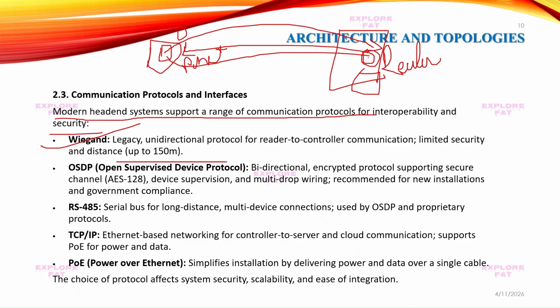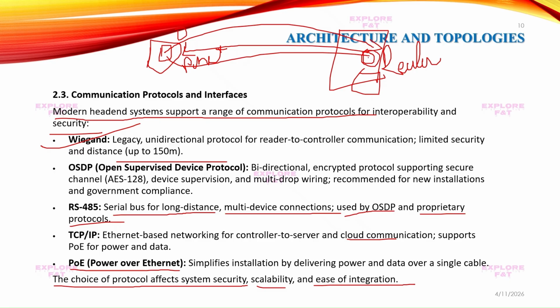Next one is RS485. It's a serial bus for long distance multi-device connection, used by OSDP and proprietary protocols. TCP/IP is Ethernet-based networking for controller to server and cloud communication, and it supports PoE for power and data. PoE, power over Ethernet, simplifies installation by delivering power and data over a single cable. The choice of protocol affects system security, scalability, and ease of integration. So this is just about communication protocol and interface.